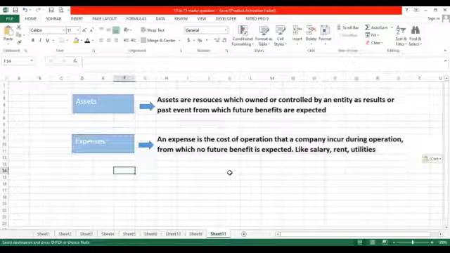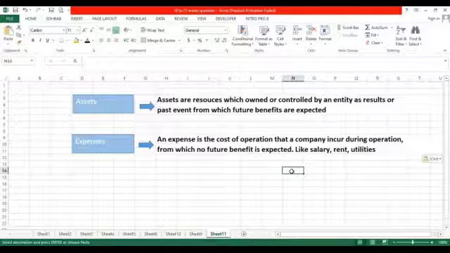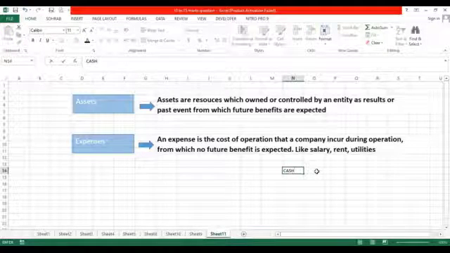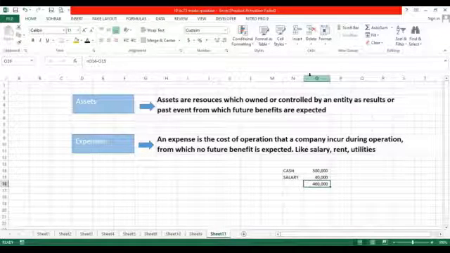So what is the difference between assets and expenses? Assets will benefit us in the future, and from expenses there is no future benefit expected. For example, if a company has cash, it is its asset, and it has paid salary of 40,000 to one of its employees. Whatever amount has been consumed from the asset, what is the remaining amount? The remaining amount is 5 lakh less 40,000, which is 4,60,000. So whatever has been consumed here, that consumed amount is called expenses.